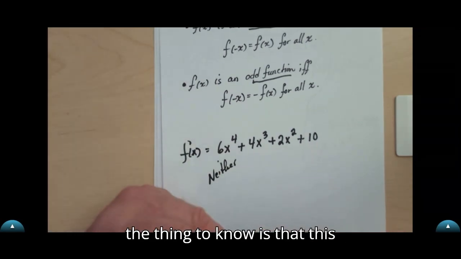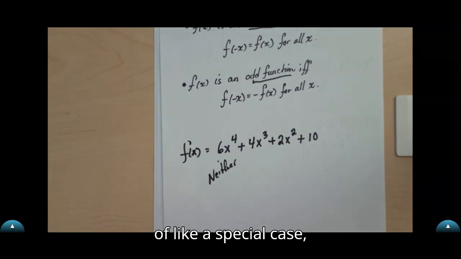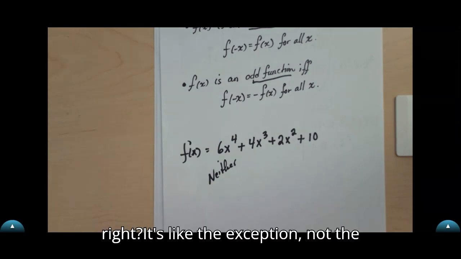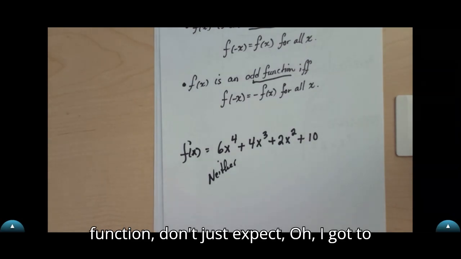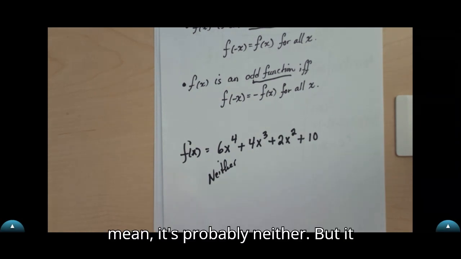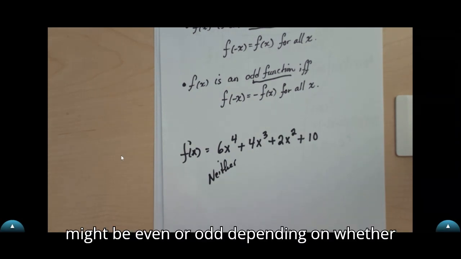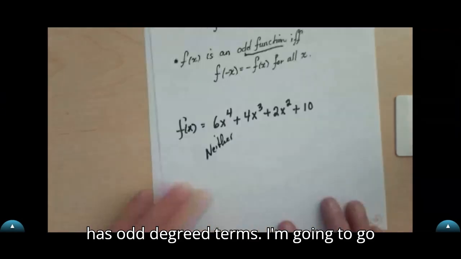So the thing to know is that this idea of even and odd function, it's kind of like a special case, right? It's like the exception, not the rule. So in other words, when you see a function, don't just expect, oh, I got to figure out it's either even or odd. I mean, it's probably neither, but it might be even or odd depending on whether it only has even degreed terms or only has odd degreed terms.